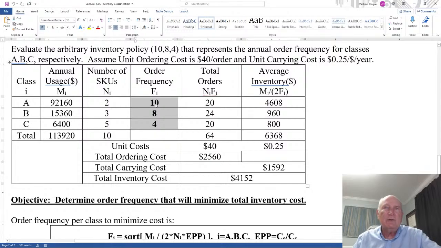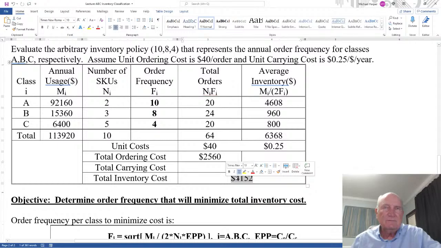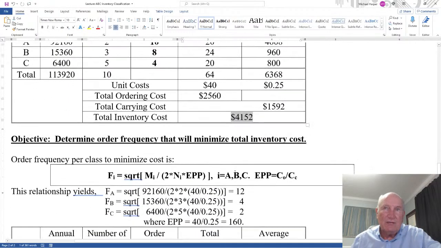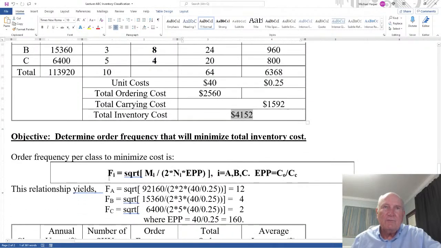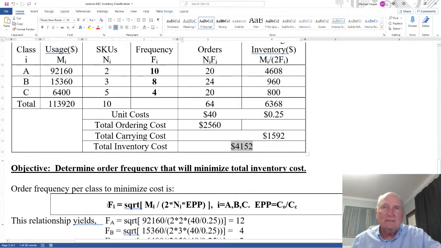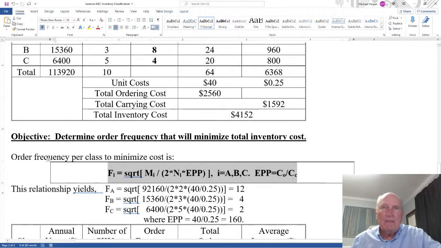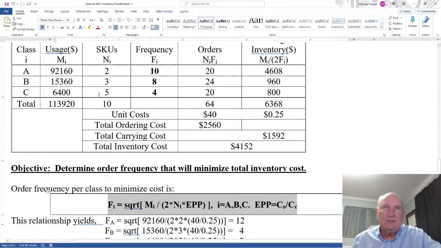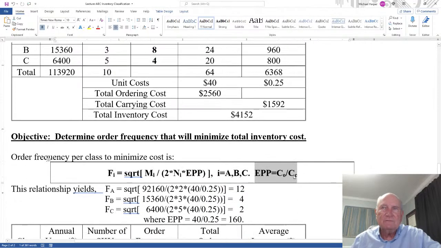So how do we determine an order frequency to minimize the total inventory cost? I'm not going to derive that here. I derive it in another paper. The order frequency per class to minimize cost is given by this equation. It's the square root of the usage for each class, M, divided by 2 times N, times something called EPP. Now, EPP is the ratio of the ordering cost to the carrying cost.